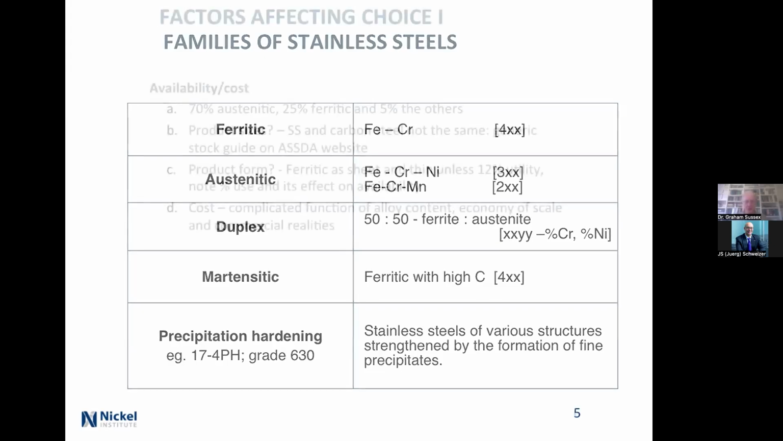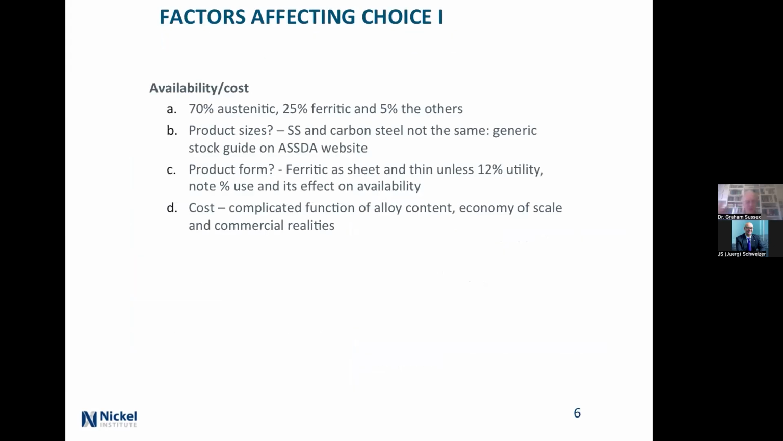So what's going to affect your choice? Well, availability. 70% of the stainless steel in the world is austenitic, about 25% is ferritic, and about 5% is the others. That's the duplexes, the martensitics and the precipitation hardening. For that reason, most of the stainless steel you see is going to be austenitic.